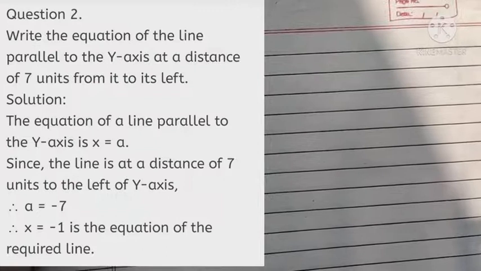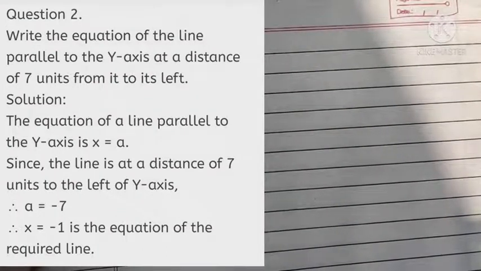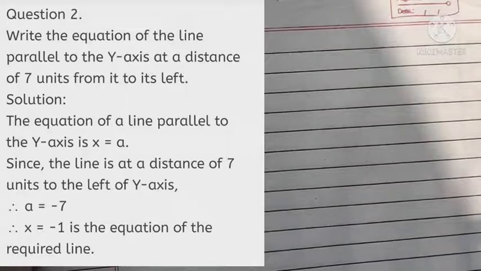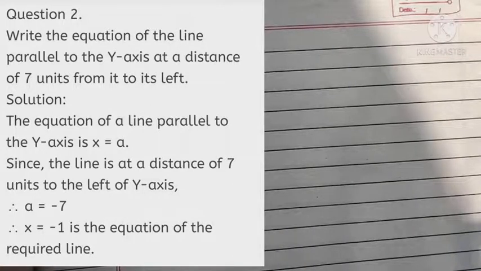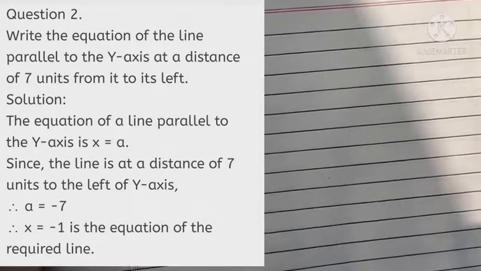Okay. Next, question number 2. Write the equation of a line parallel to the y-axis at a distance of 7 units from its left side. We have to write the equation of a line which is parallel to the y-axis. Now the question is how we can decide which type of equation is parallel to the y-axis. An equation of x is parallel to the y-axis and an equation of y is parallel to the x-axis. So always an x equation is of the type x = a.